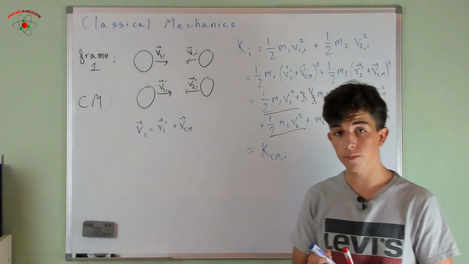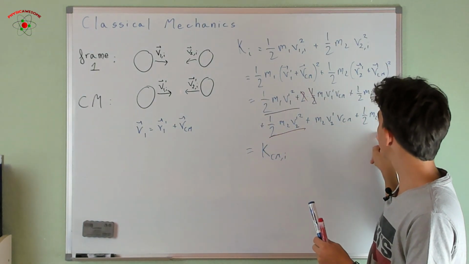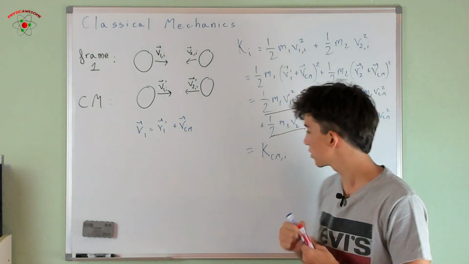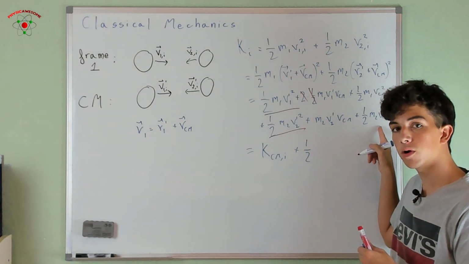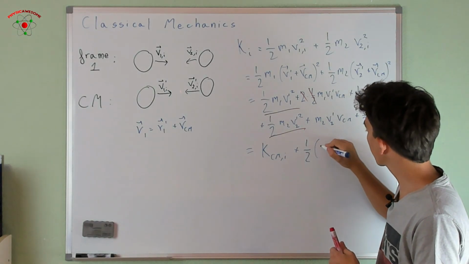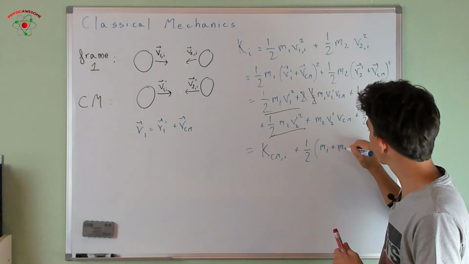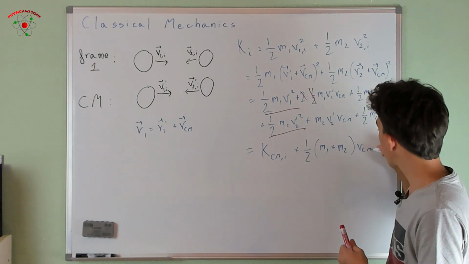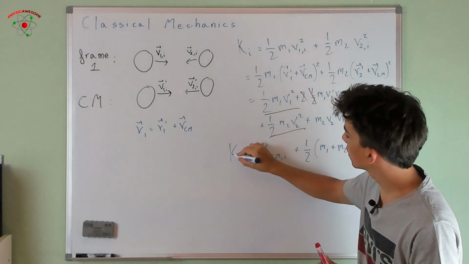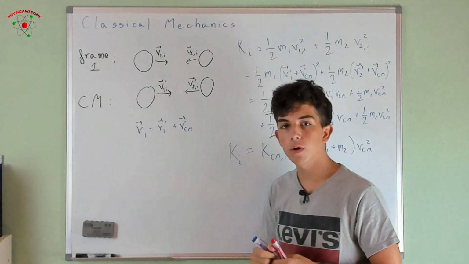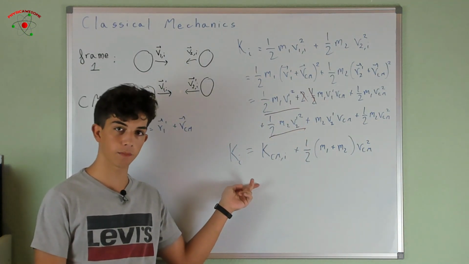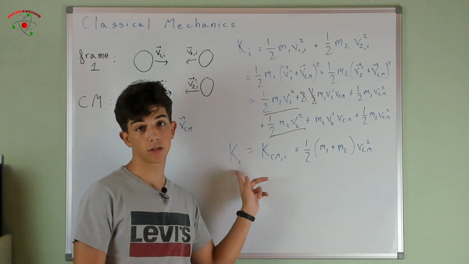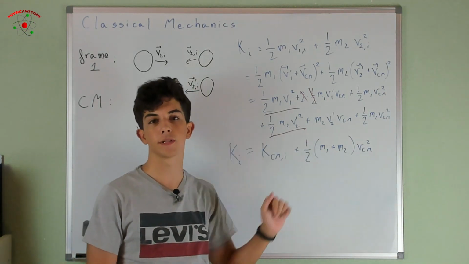And our last term is going to depend on these center of mass parts, which are going to give us 1/2. Take once again the common factor out of this. We have (m1 plus m2) v_CM squared. And now we have an expression for kinetic energy in the center of mass frame with respect to the initial kinetic energy and the velocity of the center of mass.